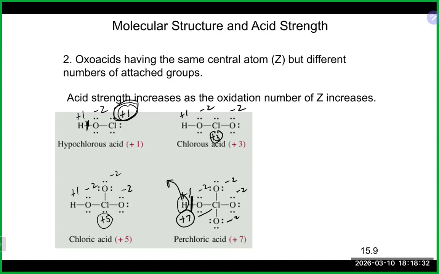the +1 attraction that those electrons are feeling in this bond. Remember that when we talk about opposite attraction, the strength of that attraction increases with the size of the charge. So something with a +7 charge is going to pull things a lot more than something with a +1 charge. Even though they're both positively charged, it's going to have a greater pull on those electrons. So in this case, this would be our strongest, perchloric, our next strongest, and the hypochlorous acid would be our weakest, based on oxidation number.